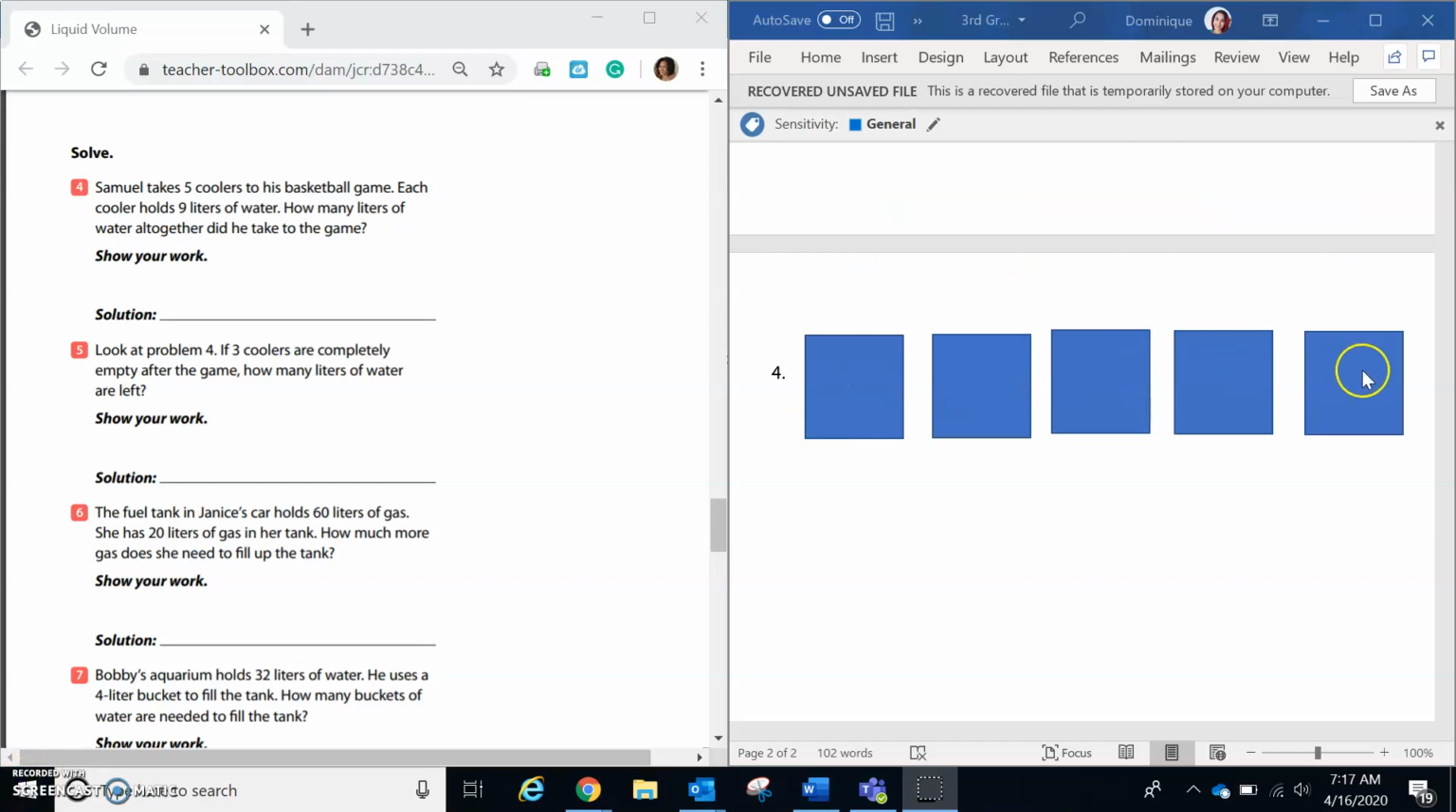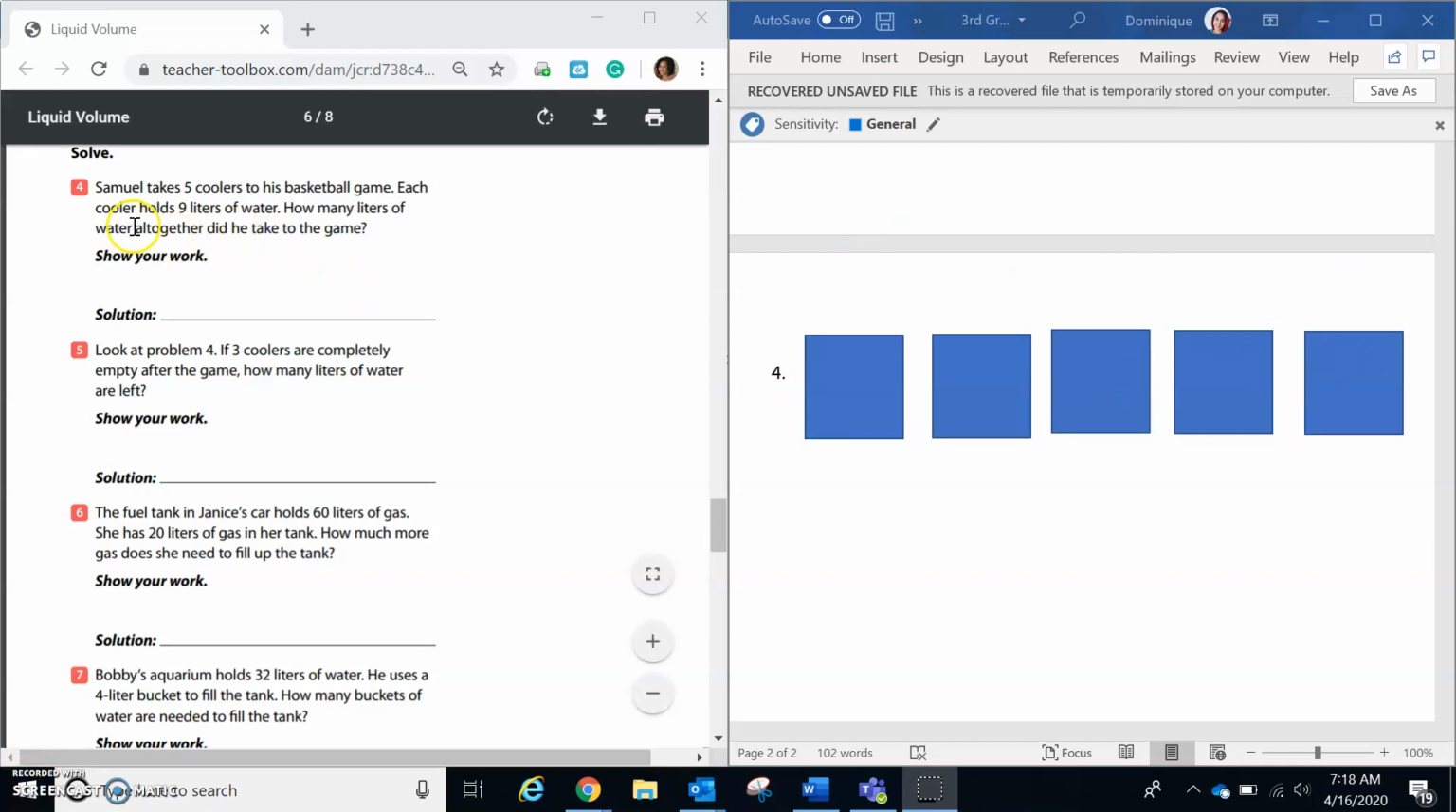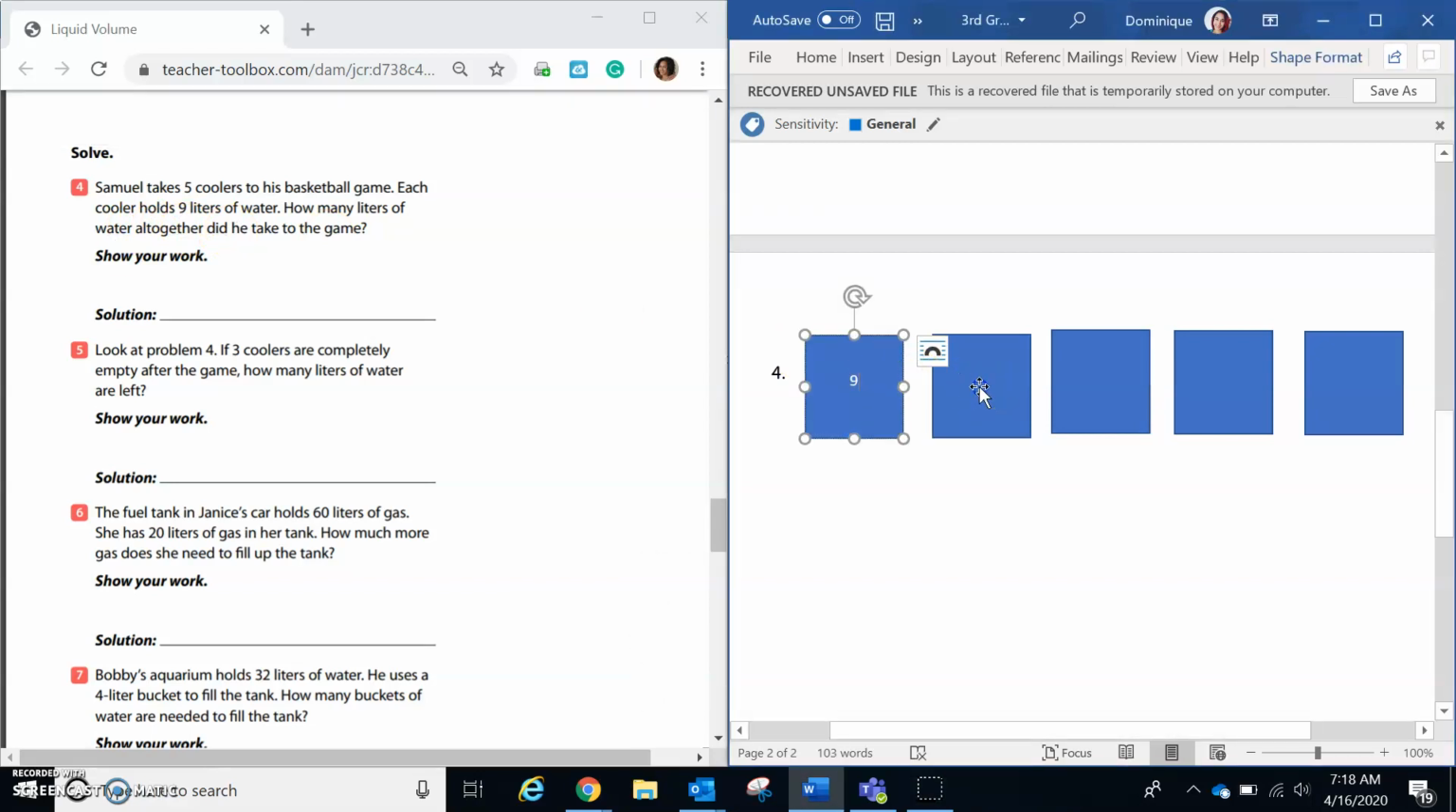Okay, so here are my 5 coolers. And if I go back to the problem, it says each cooler holds 9 liters of water. So I'm simply just going to put 9 liters. 9 liters. 9 liters. 9 liters. And 9 liters. All right, so if we want to know the total amount that we have all together, if we combine all these coolers together, how much would we have? What could we do?